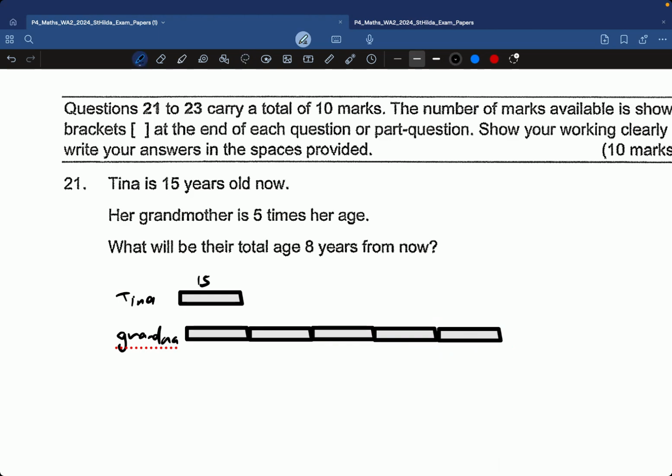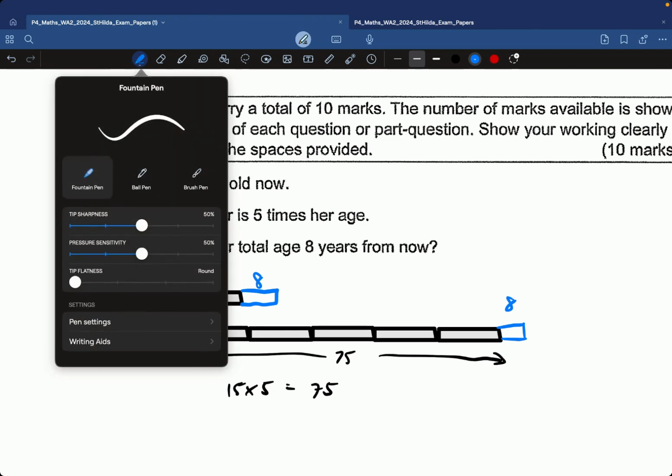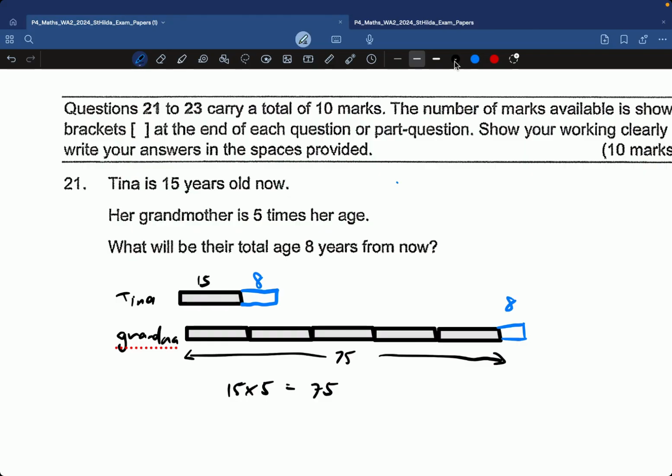So that means we just multiply, right? So grandma is 15 times 5, mental math 75. Okay, so grandma is actually 75 years old. If I were to put here 75. Okay, so this is a tricky question because sometimes you add and then multiply by 5. Okay, so what will be their total age 8 years from now? So that means 8 years from now, I'm going to put another color. 8 years means we just add 8 years out. So this is 8, then this is 8.